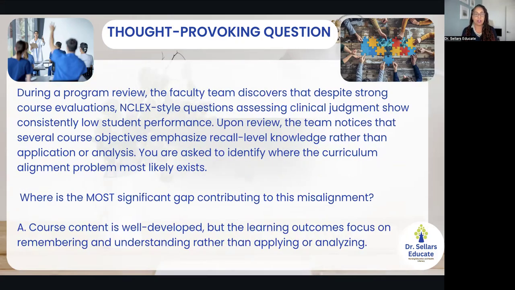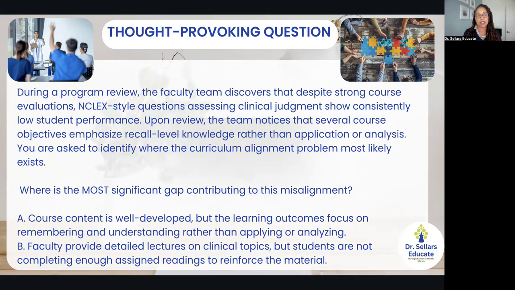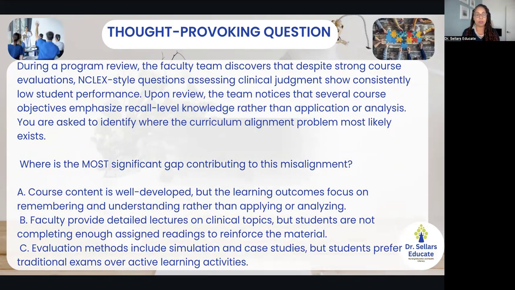We have A, course content is well developed, but the learning outcomes focus on remembering and understanding rather than applying or analyzing. B, faculty provide detailed lectures on clinical topics, but students are not completing enough assigned readings to reinforce the material. Or C, evaluation methods include simulation and case studies, but students prefer traditional exams over active learning activities.